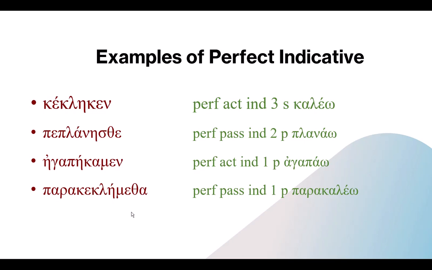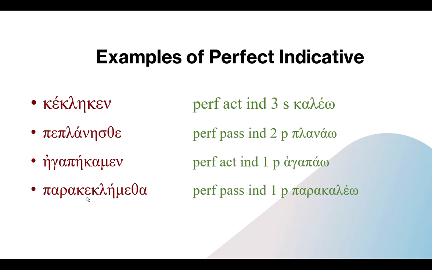This is an example of where we have a compound verb, and as we do for the augment, we put the augment before the primary verb. So parakaleo, we have the preposition para, and then kaleo is the primary verb. Similarly, for perfects, the reduplication occurs before the primary verb. So we don't say pepara, we say parakekle.